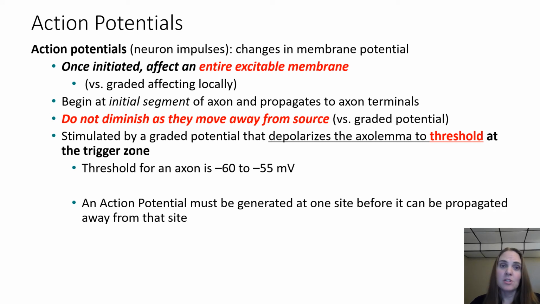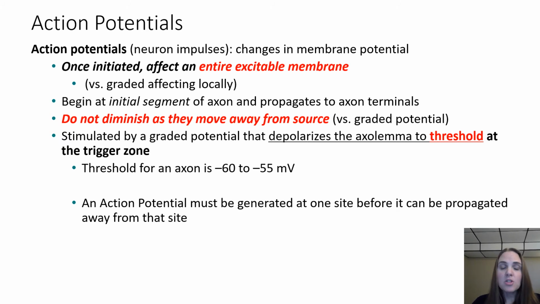So these action potentials, which are basically that impulse traveling down the axon of the neuron, are changes in membrane potential, changes in that resting membrane potential. Once that action potential is triggered, it affects the entire excitable membrane versus our graded potential, which only affected the membrane locally. So remember, the graded potential was triggered by a stimulus and it caused a localized change in membrane potential. The further away we got from that stimulus, the less significant the effect on the change in potential. So it had just a local effect.